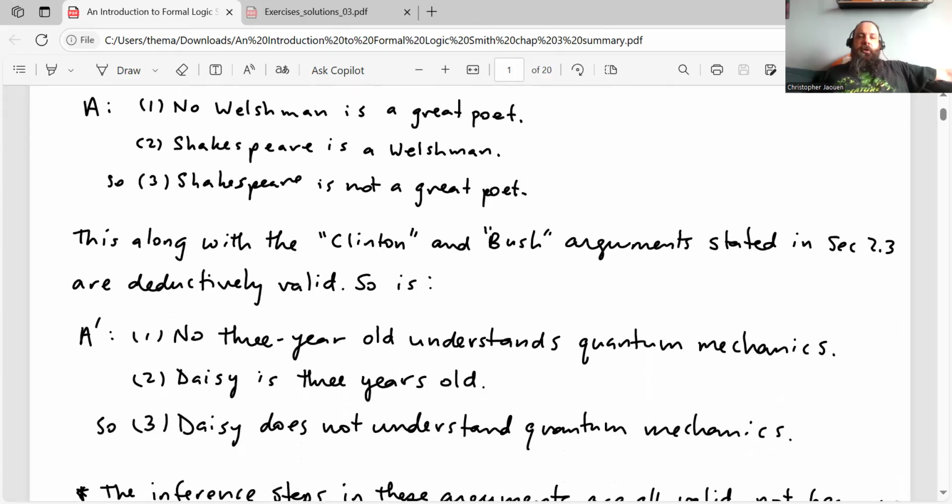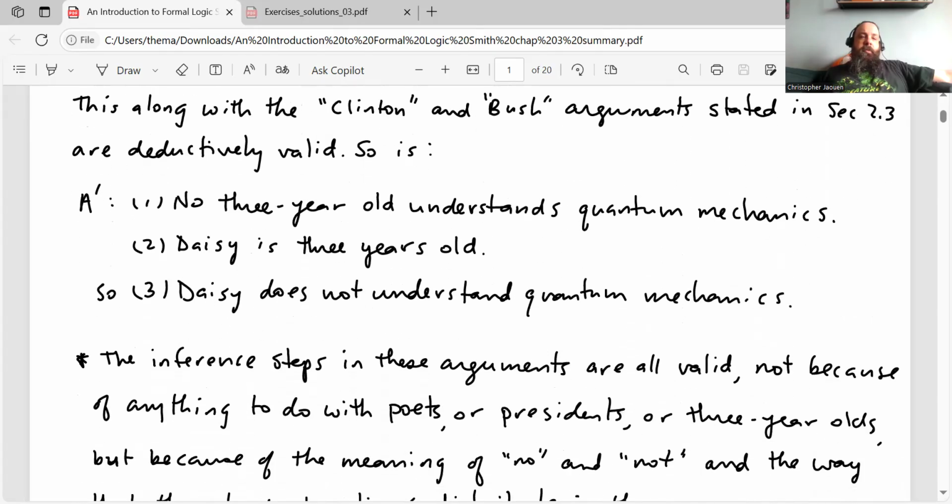The author says this, along with the Clinton and Bush arguments, which you could see in the previous videos that I made, stated in section 2.3, are deductively valid. So is the following argument, which we label A prime, right? Again, two premises and then a conclusion. Premise one, no 3-year-old understands quantum mechanics. Premise two, Daisy is 3 years old. So conclusion three, Daisy does not understand quantum mechanics.